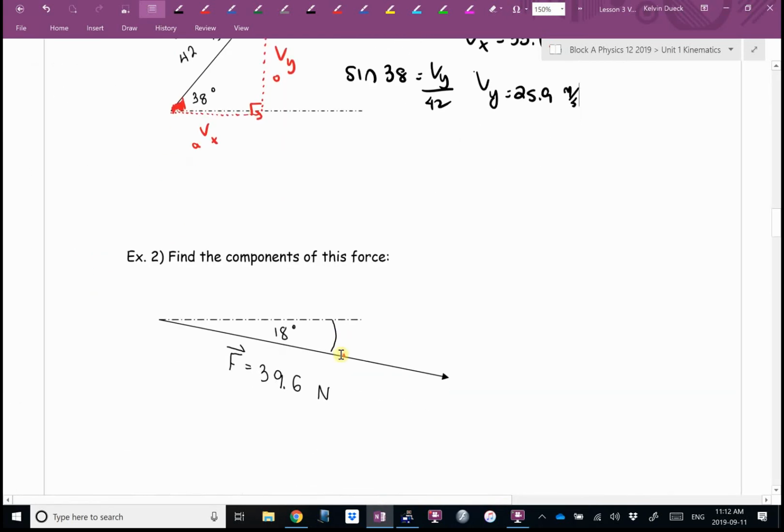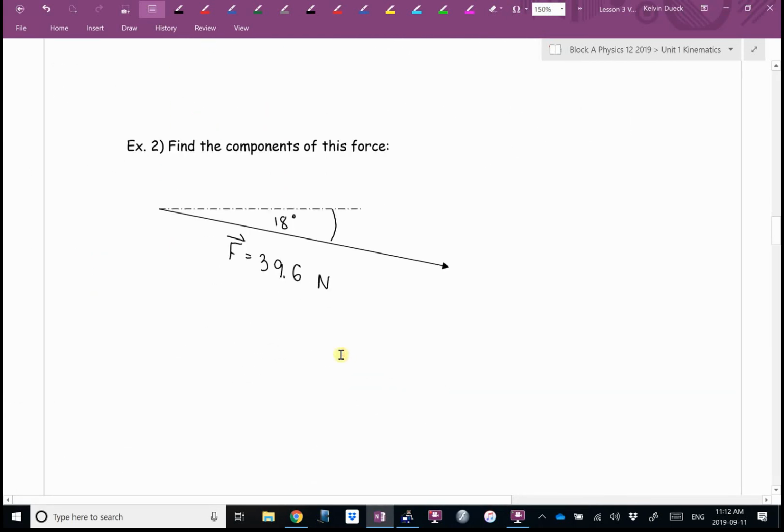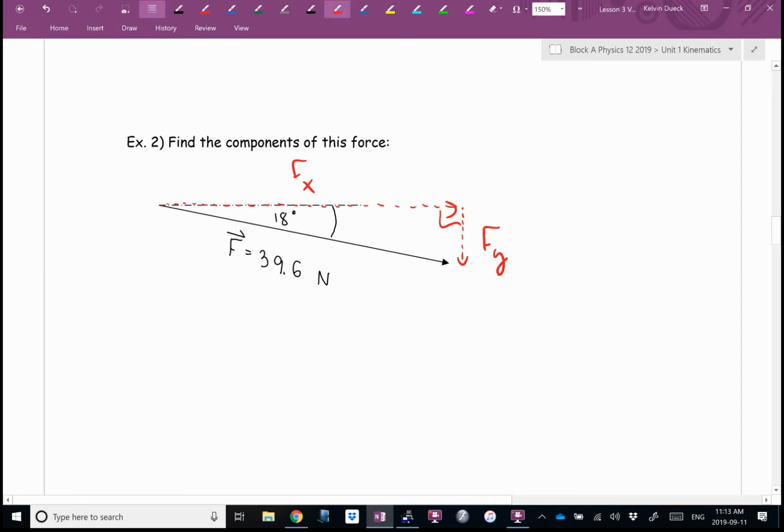Find the components of this force here. Well, I would go to where the vector is starting from, and I would go and I would call that fx. Sound effects are optional, but they help. And I would call that fy, fyi. Yep. They want me to find fx and fy.